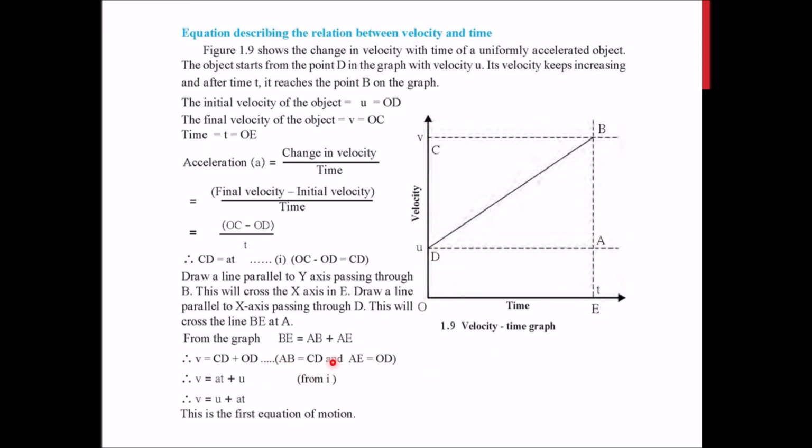So you're just substituting these values over here. CD is given by at from equation number 1, and OD is nothing but u. So from the graph, BE is nothing but again a velocity. Total final velocity will be given by v equal to at plus u. So ultimately we can find v equal to u plus at. This is the first equation of motion. We call this a kinematical equation. v equal to u plus at. That will be the relation between velocity and time. Very carefully just trace this figure and you will be able to understand.